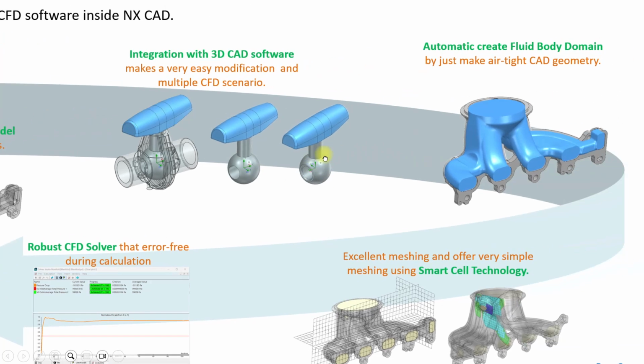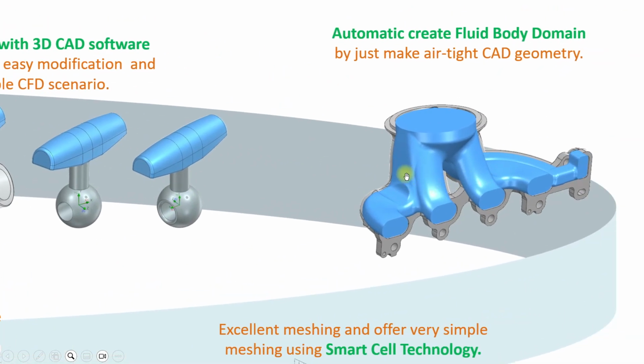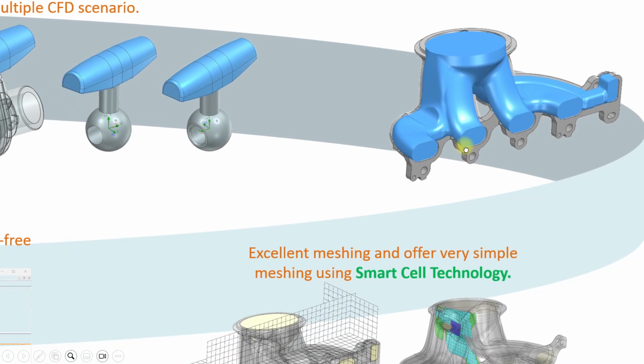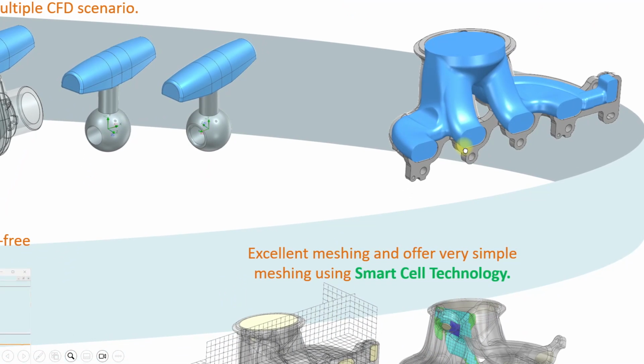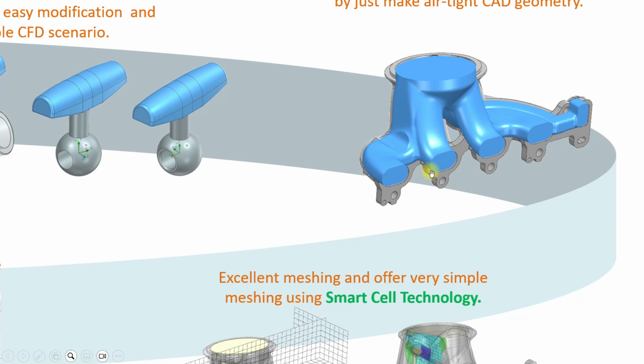And also, next in here is automatically creating the fluid body domain by just making an airtight CAD geometry. So it will automatically detect the fluid body domain like this blue color shown in here. So you don't need to become an expert in CAD editing in order to create a fluid domain.